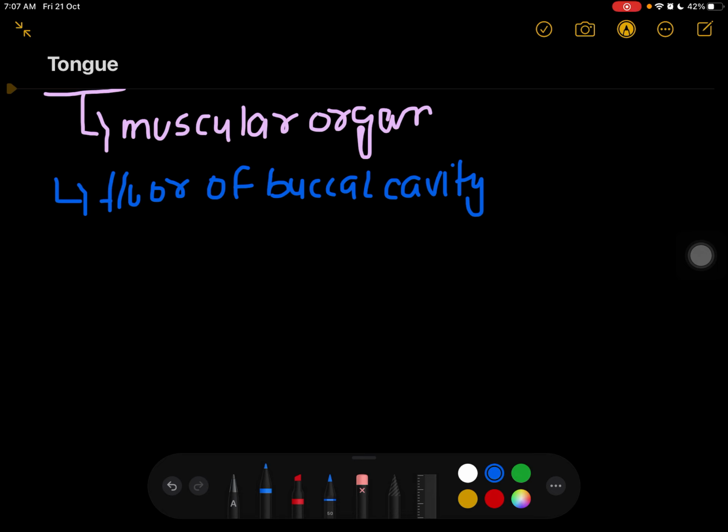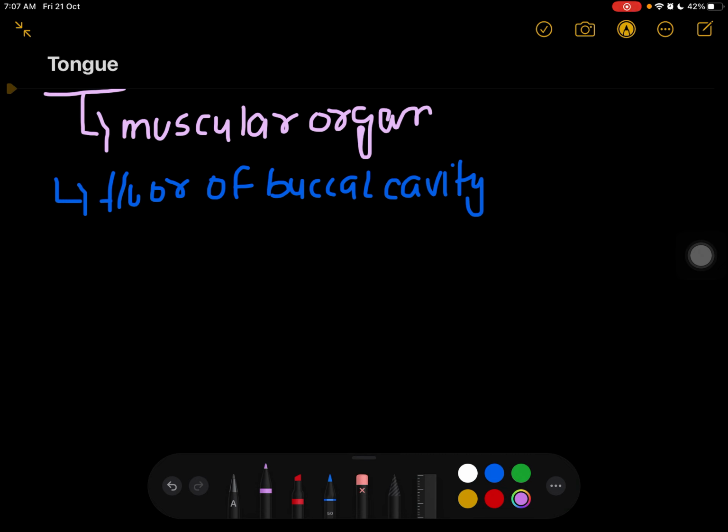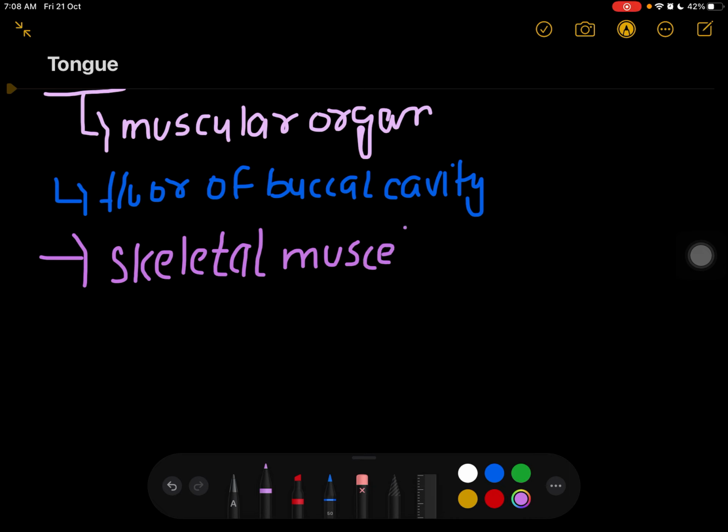Now you will ask what kind of muscles it is made up of. We have three kinds of muscles: skeletal muscles, smooth muscles, and cardiac muscles. It is obvious that cardiac muscles won't come here. Now, talking about skeletal muscles and smooth muscles: smooth muscles are involuntary and skeletal muscles are voluntary, right? So the tongue is made up of skeletal muscles.